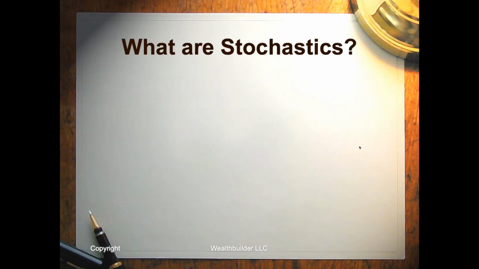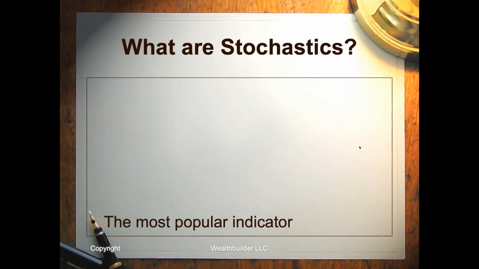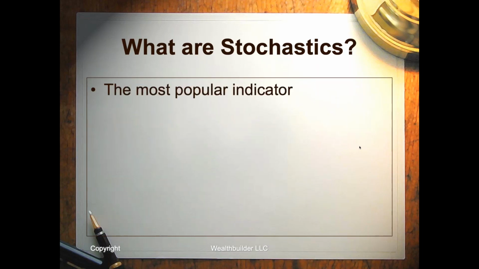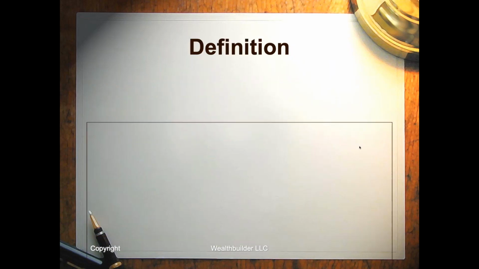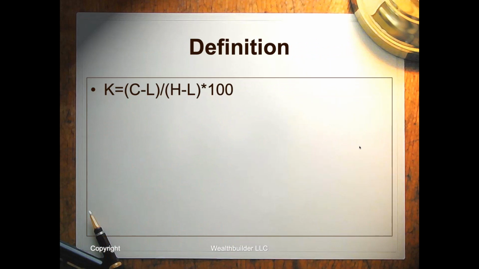Okay, what are stochastics? I won't go into this in detail because you can find it on the internet. It is really perhaps the most popular indicator on charting services. Maybe moving averages are, but it's incredibly popular. Williams percent R is basically the same as stochastics, only turned on its head. They're inverse of each other. So here's the definition of it. You got your pen and paper ready? Look, you can find it on the internet, so I'm not going to waste any time on that.